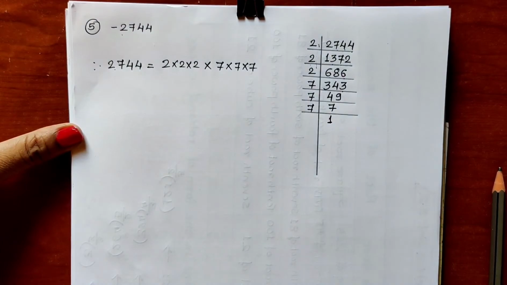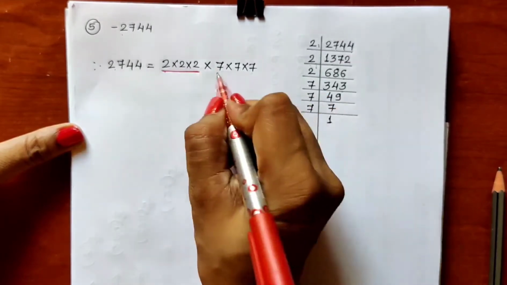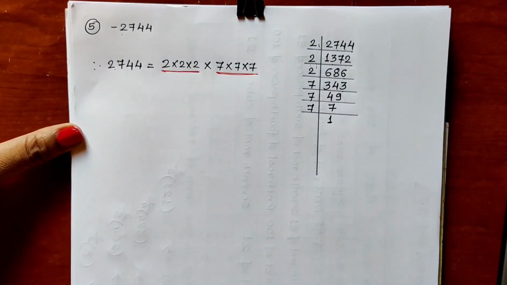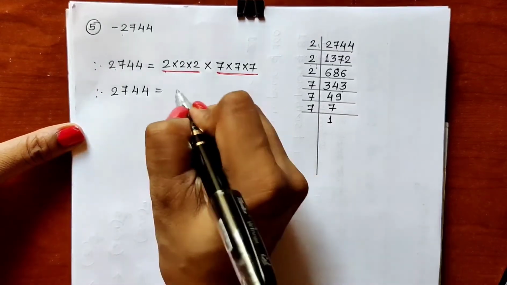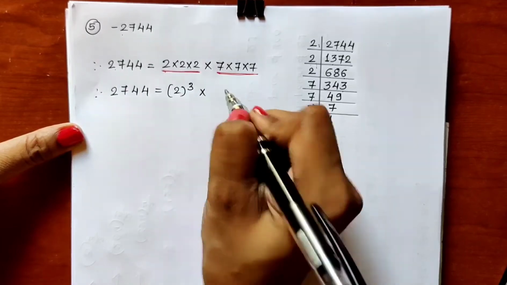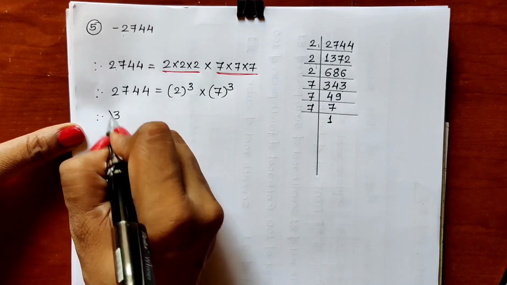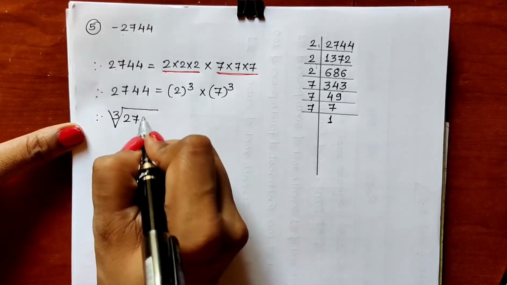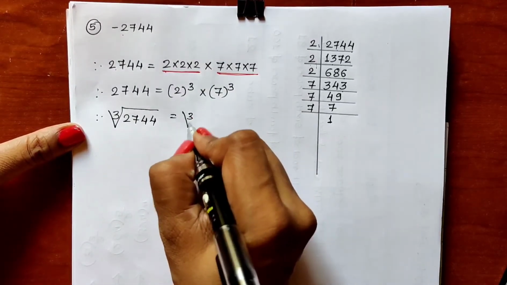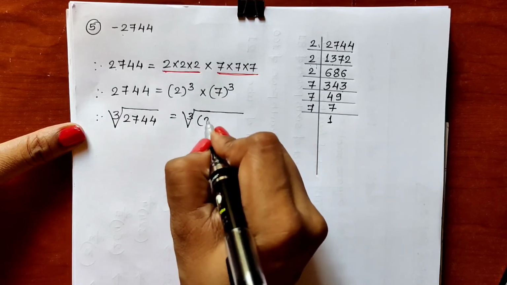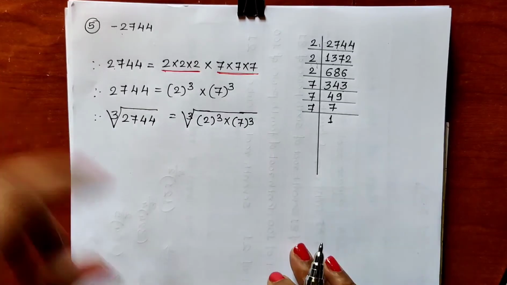We have to check whether we are getting groups of 3 similar numbers. So yes, we have got groups of 3 similar numbers like this. Now we will be writing this as cube of 2, that is 2 cube, multiply by cube of 7, 7 cube. Now we have to find out the cube root, so we have to put it under the cube root symbol. Cube root of 2744 is equal to cube root of 2 cube into 7 cube. Write this symbol until the last number.